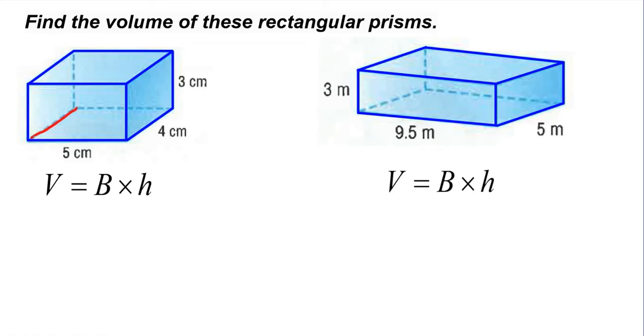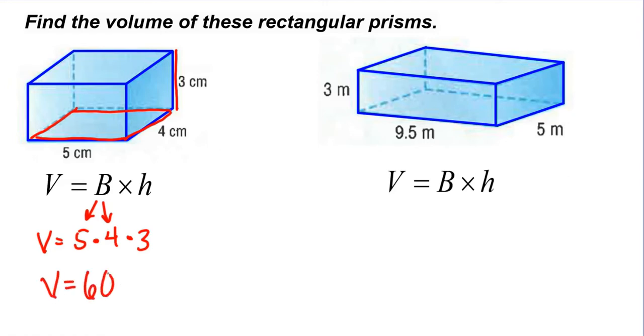So our base is here, which is a 5 by 4 centimeter rectangle. So the area of the base is going to be length times width, or 5 times 4. And then we're going to multiply that by the height of the prism, which is 3 centimeters. So 5 times 4 times 3 is, as we saw in the first example, 60 centimeters cubed, or 60 cubic centimeters. So that's the volume of that prism.